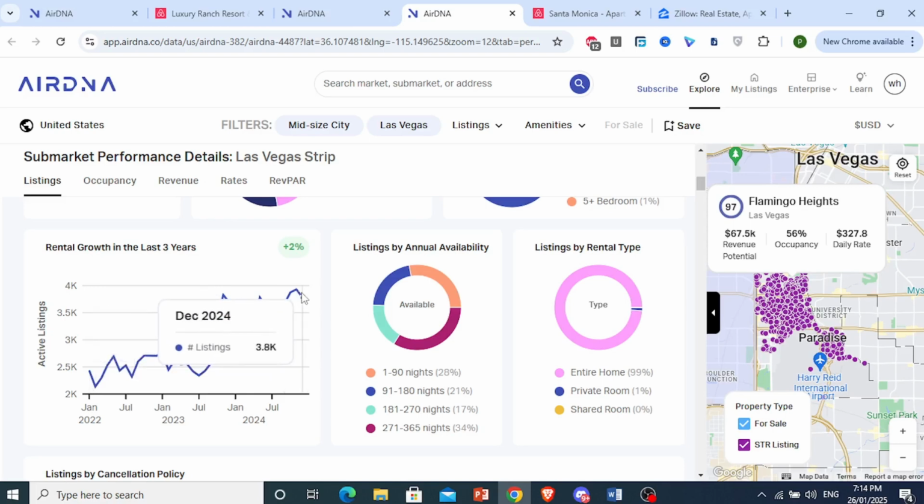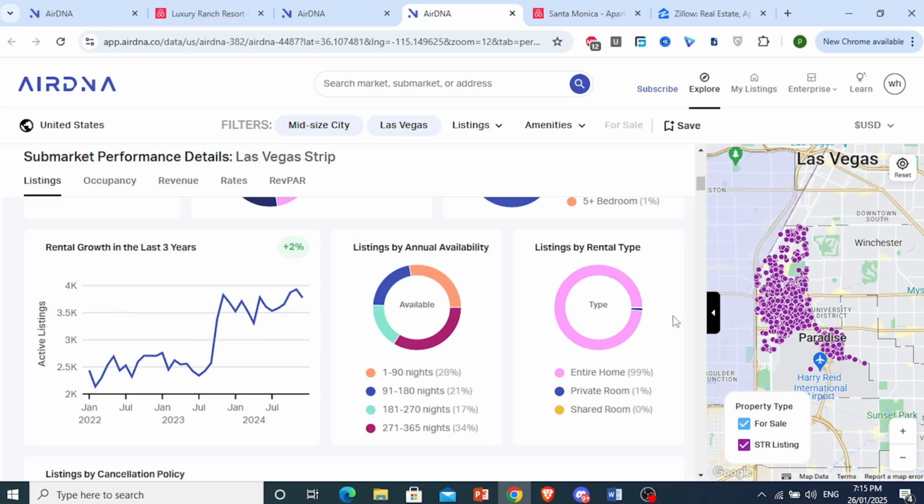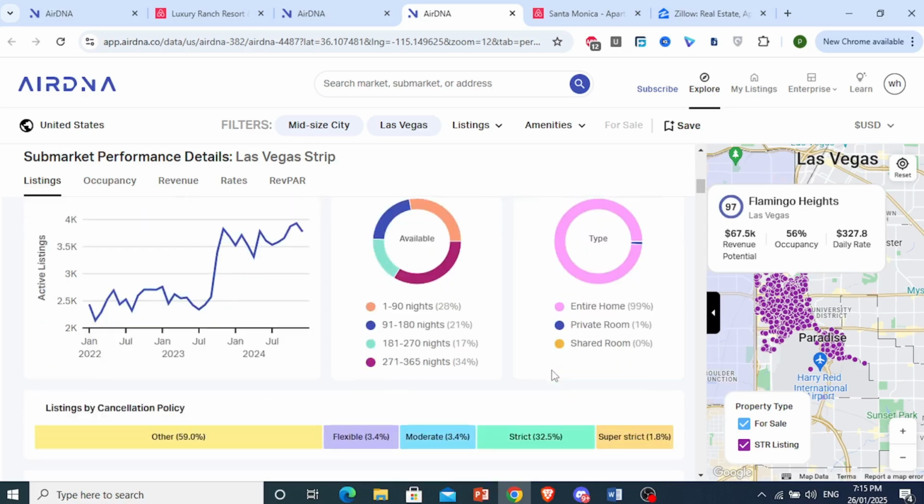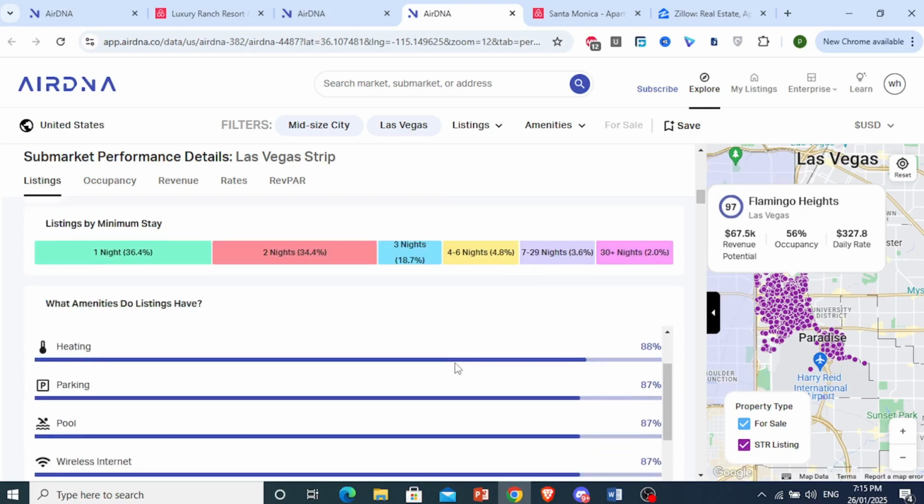Now there's about 1,400 or more listings. That number has really spiked up. And here you can see listings by rental type. Usually people tend to rent the entire home, and only about 1% go ahead and rent out a private room. So you could decide to tap into that. If you see that market is underserved, you can go ahead and look into that.